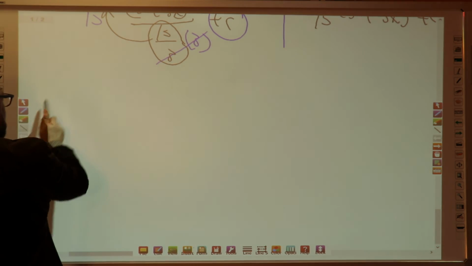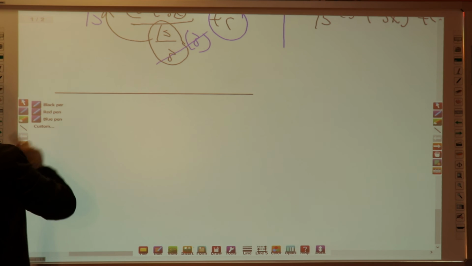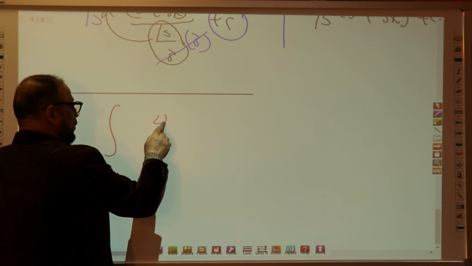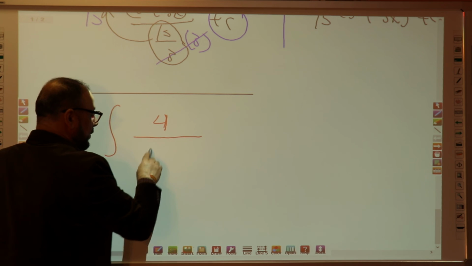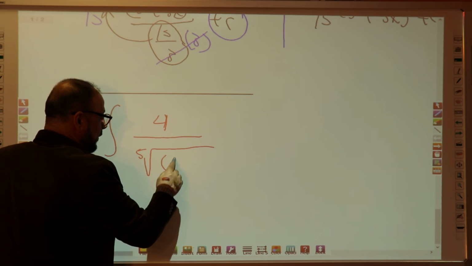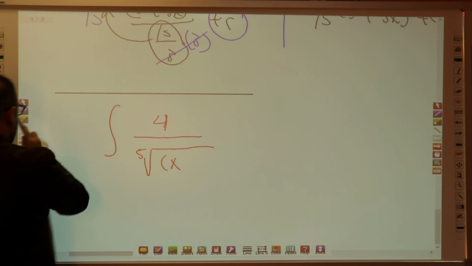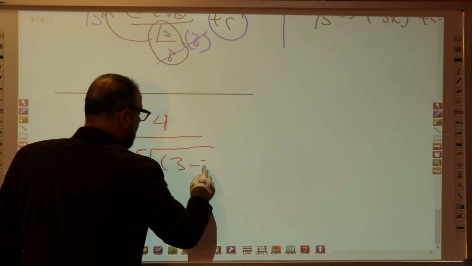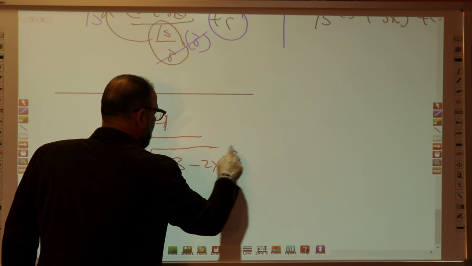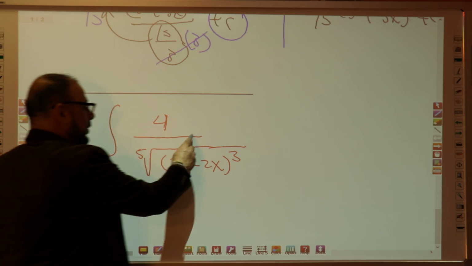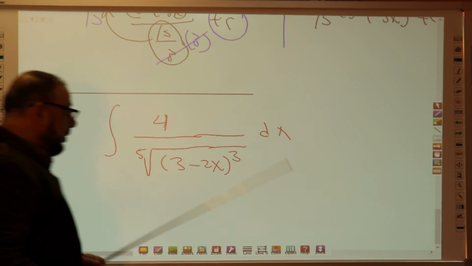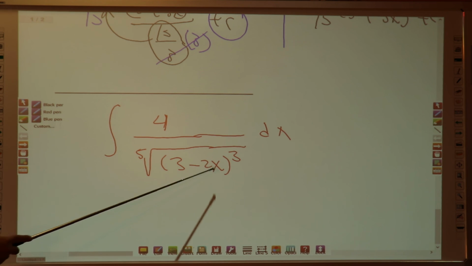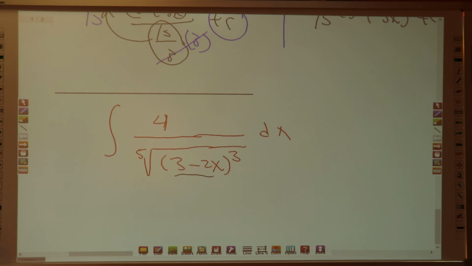One more example. Let me just get rid of this and let me see if he's going to help Ismail. He's going to help me with this. The integration of 4 over the fifth root of (3 minus 2x) to the 3 dx. It looks hard, but since this is a linear function, it is not hard.